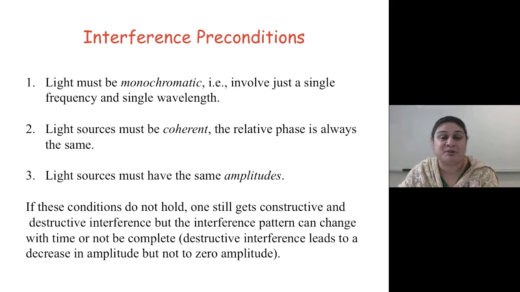There are some preconditions for interference patterns to happen. One is light must be monochromatic. Basically, that means it involves only a single frequency and a single wavelength. Light sources must be coherent, meaning the relative phase will always be the same. And the light sources must have the same amplitudes.